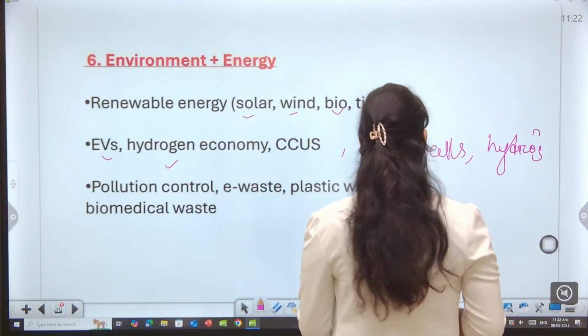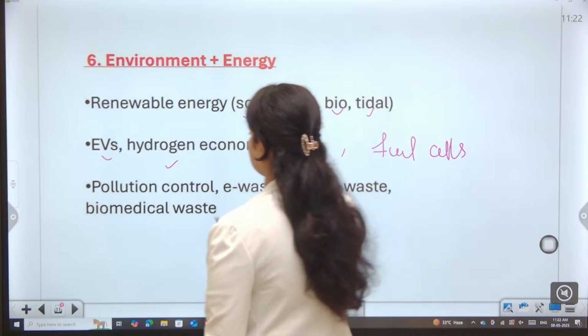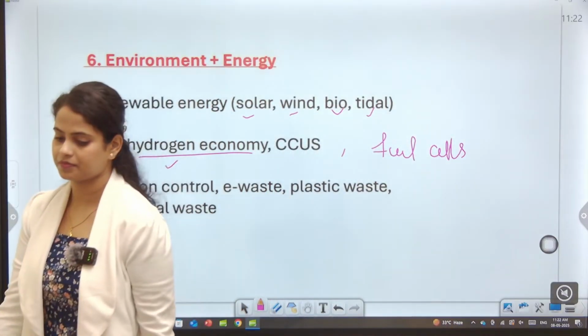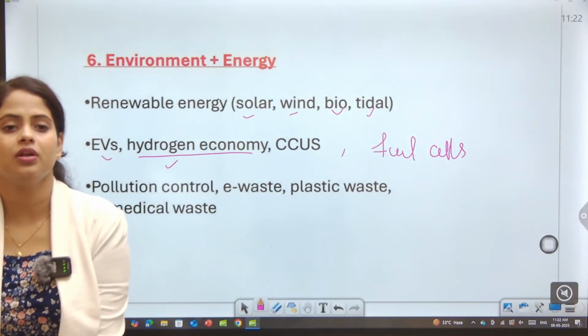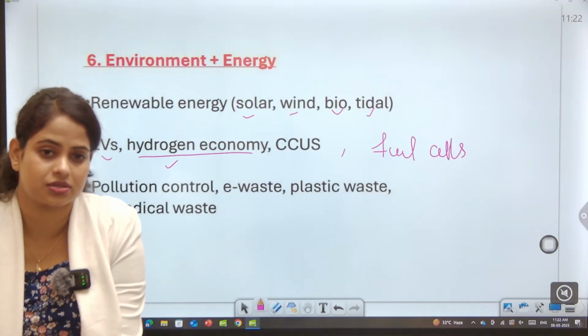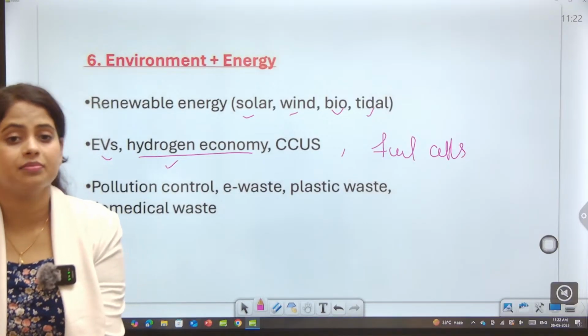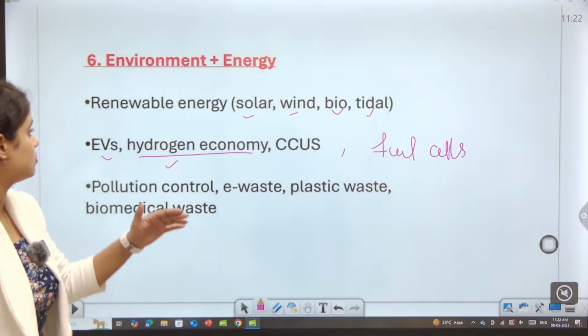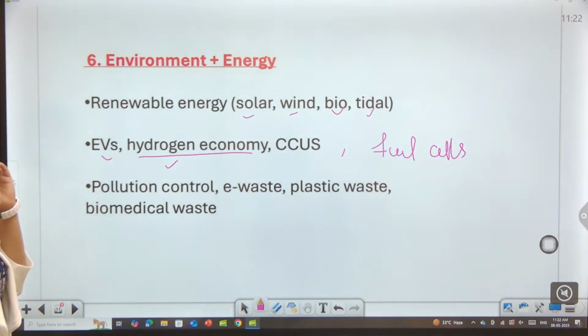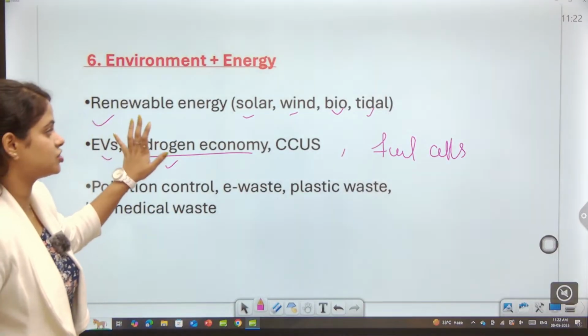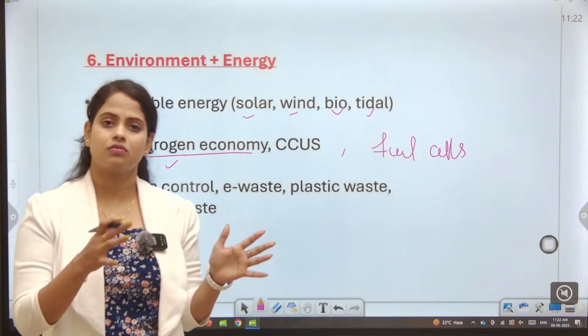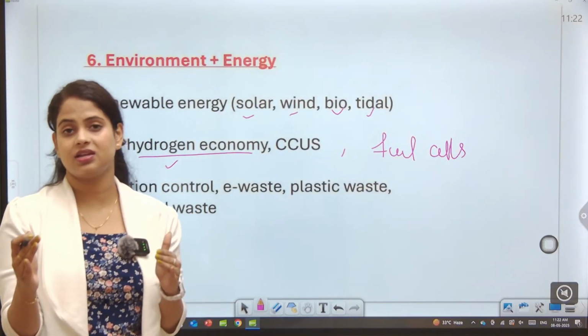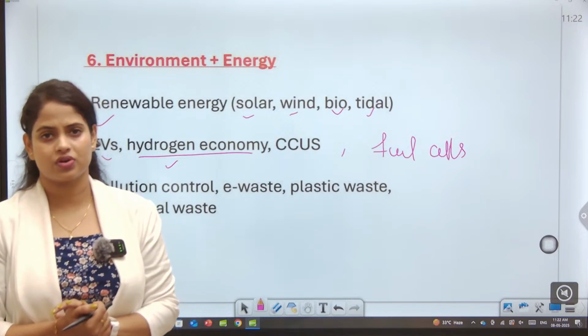Here it is mentioned as hydrogen, so no need to write here. The hydrogen economy is very important for the environment and energy. If you want a clear grasp over the environment, you have to read about renewable energy. If you clear the NCERT coverage, then you can have a good grasp over it.